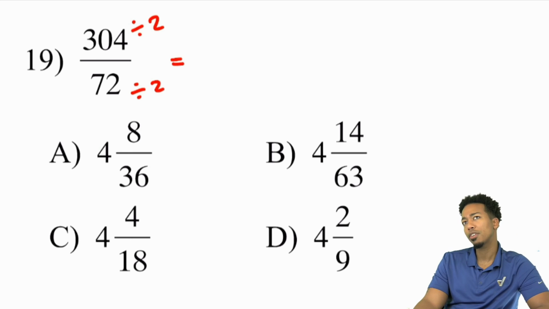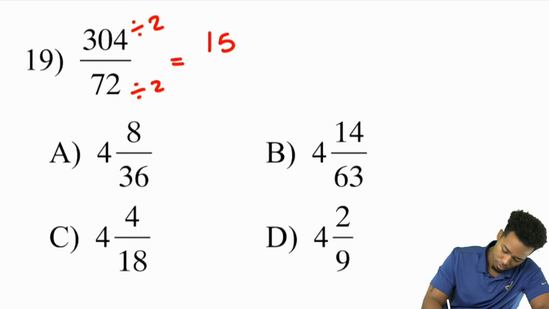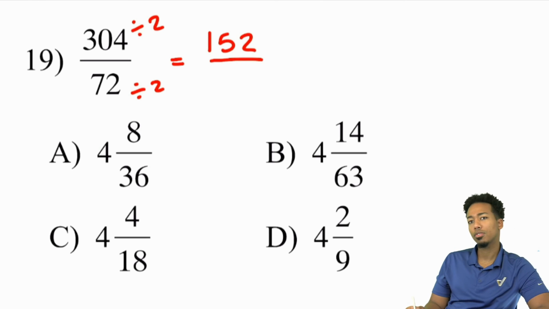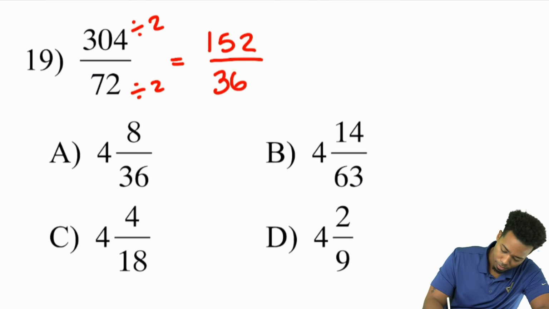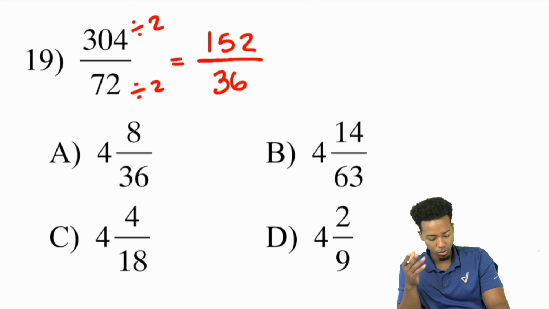Because 300 divided by 2 is 150. 4 divided by 2 is 2. So that's 152. Then 72 divided by 2, that's going to be 36. Cool. Perfect. All right, so with that said, what can we continue doing here?